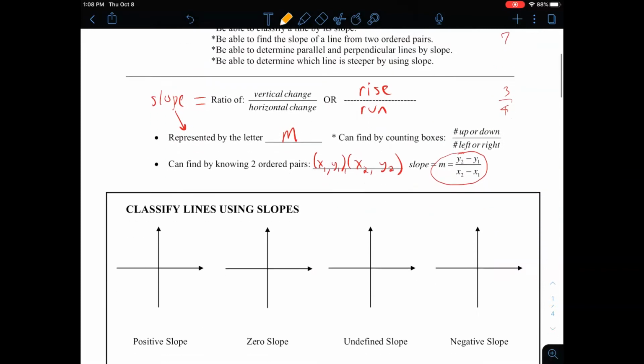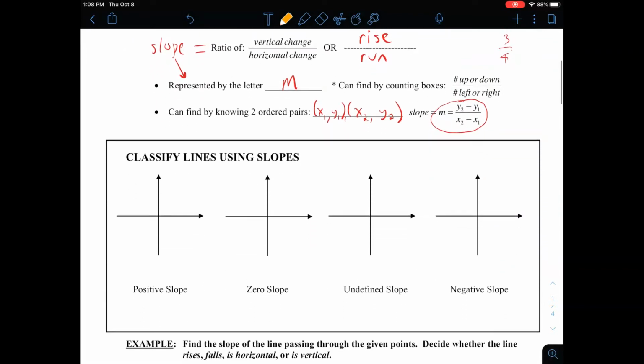It says classify lines using slopes. We have a positive slope, a zero slope, an undefined slope, and a negative slope. If you think you can draw each of these slopes without my help, go ahead and give it a try, and then check your answers in a second when you pause the video. All right, positive slope. Is it going to go up from left to right or down from left to right? It's going to go up from left to right. That's a positive slope, so it's going to rise.